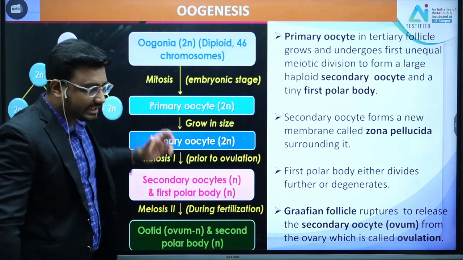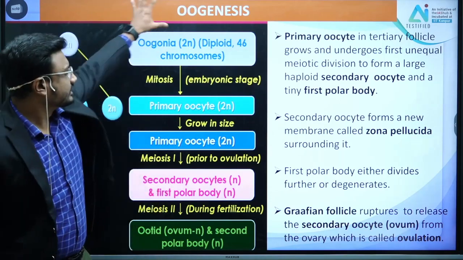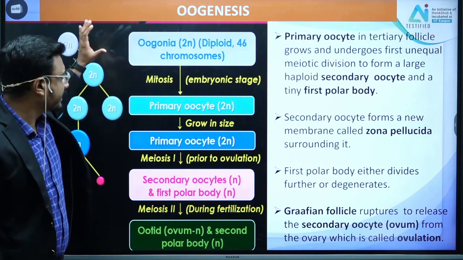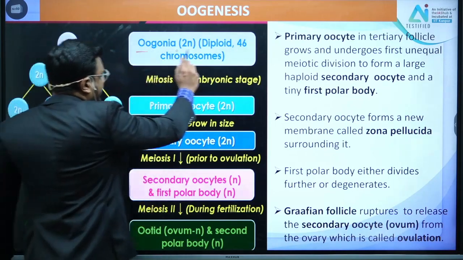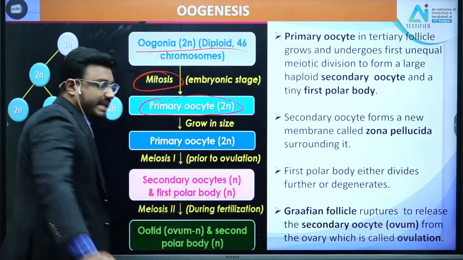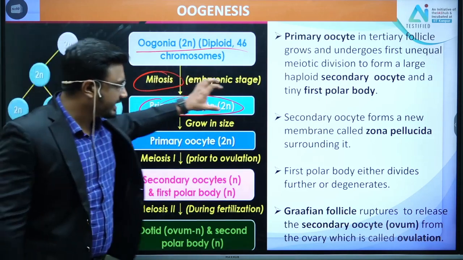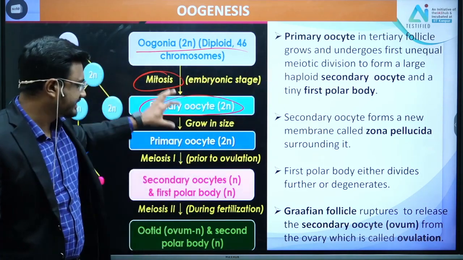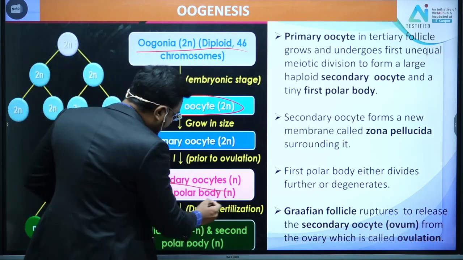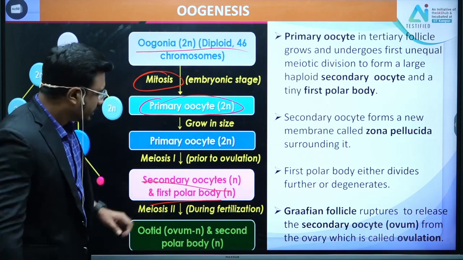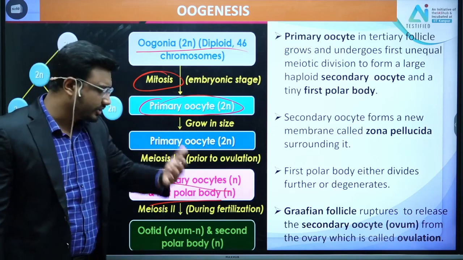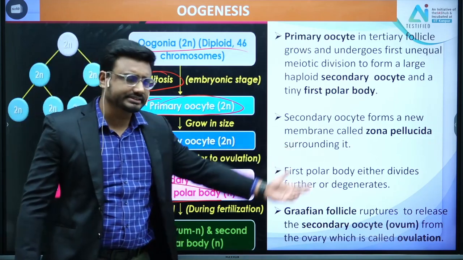So now let us understand the formation of the ovum, that is oogenesis, the formation of the female gamete. The oogonia, which is diploid in nature, undergoes mitosis and leads to the formation of the primary oocyte. The primary oocyte undergoes unequal division, which leads to the formation of a large secondary oocyte and the first polar body. What happens to the first polar body is quite unknown, whether it divides further or degenerates.